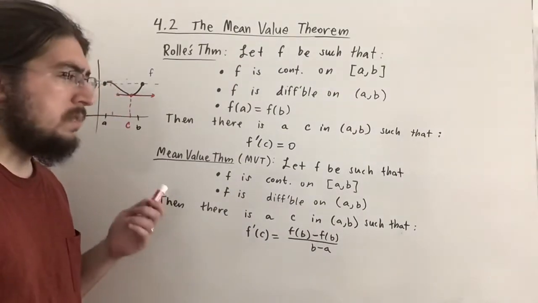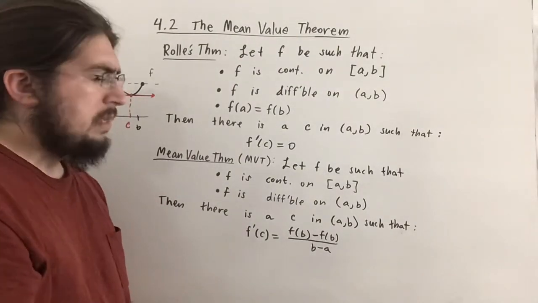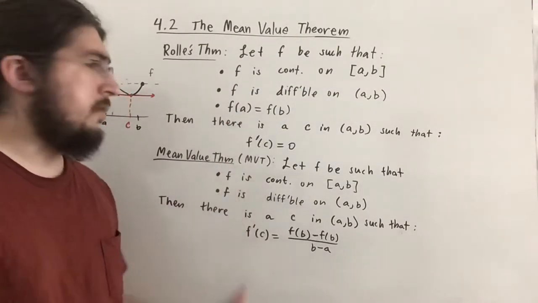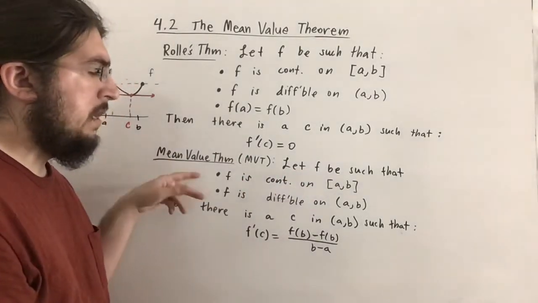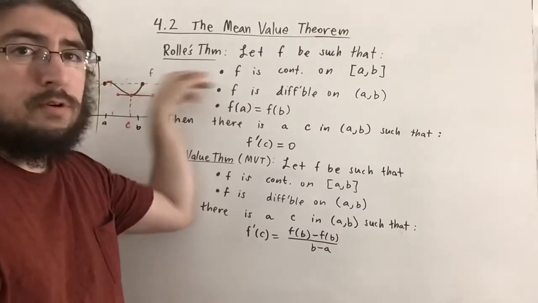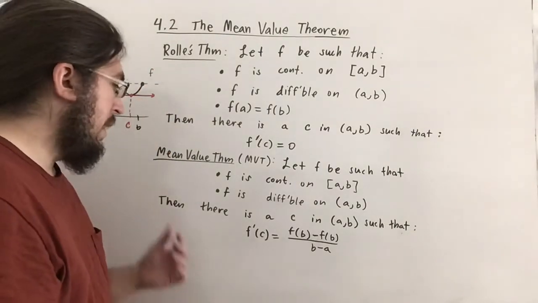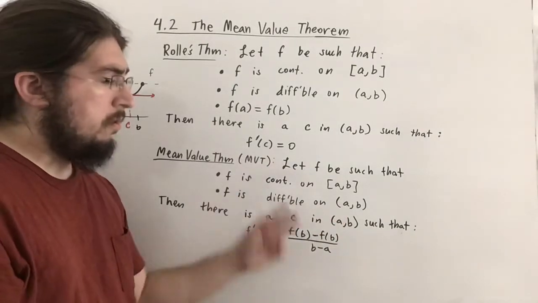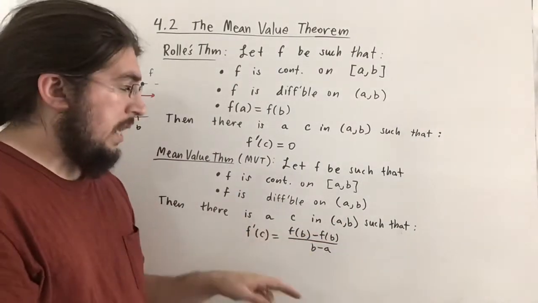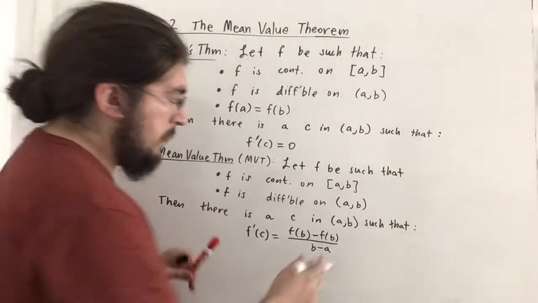The mean value theorem is a little harder to prove, but it's actually not that bad, and it's a consequence of Rolle's theorem. So here we say let f be such that these two are satisfied, which, by the way, are just the same first two for Rolle's theorem. Then there's a c in the interval a to b such that f prime of c is not 0, but f of b minus f of a all over b minus a, so that should be an a.